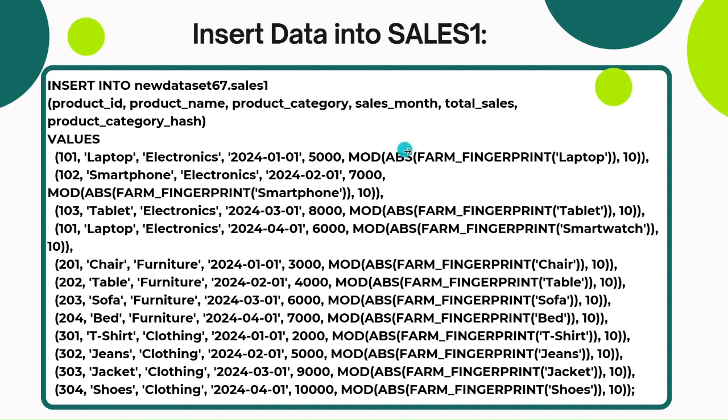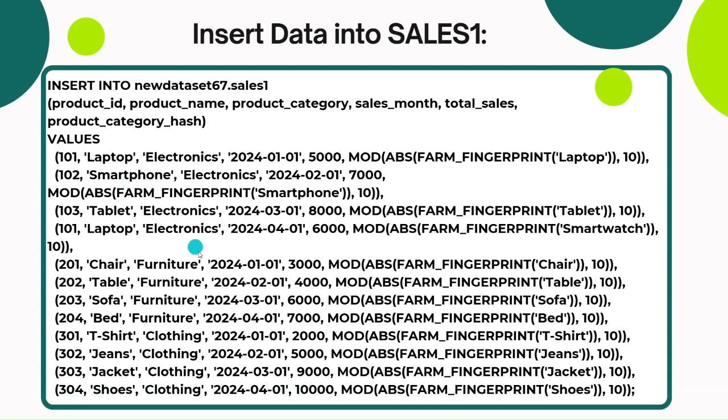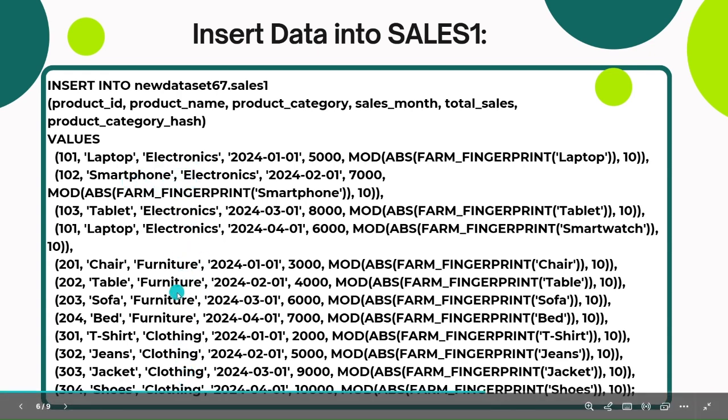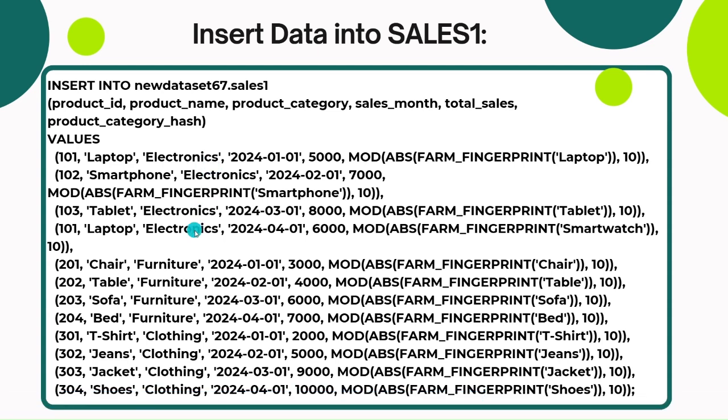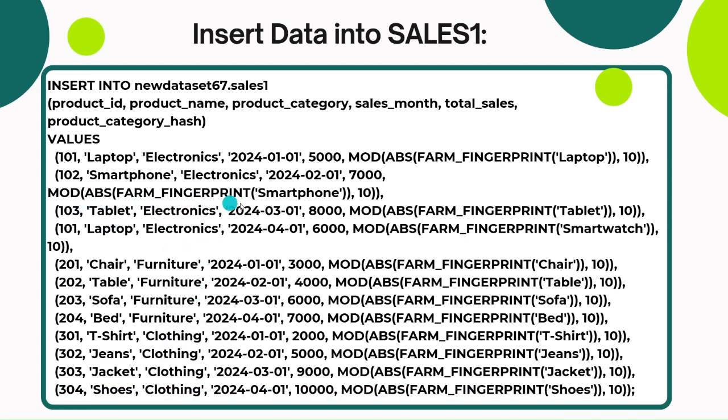And then this is the data I'm inserting into my sales one table. I'm inserting three different categories of data. One category is electronics, another category is furniture and another category is clothing. Here the mod of ABS of farm fingerprint of category name, comma 10, will create a new integer hash for my product category.